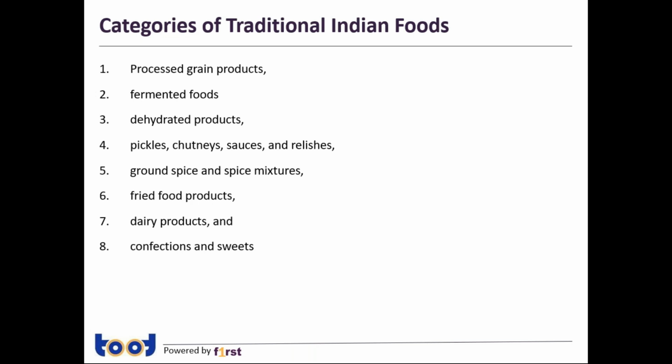Fermented foods are where there is a microbial action in which these food products are converted into much more edible products. Dehydrated products, there are again sun-dried pickles, sun-dried fishes. So these are some classical examples of dehydrated products. Pickles, chutneys. So Indian pickles are very famous throughout the world, and India is also well known for its spices and spice mixtures and fried products. So in the coming slides, we'll be taking a closer look at each category.